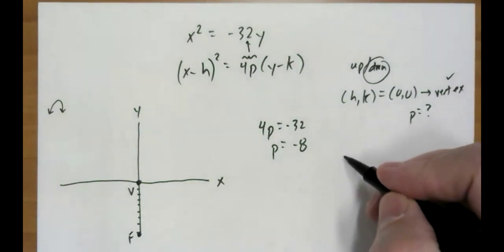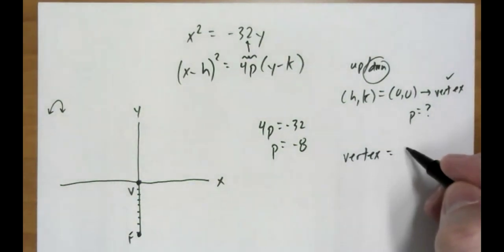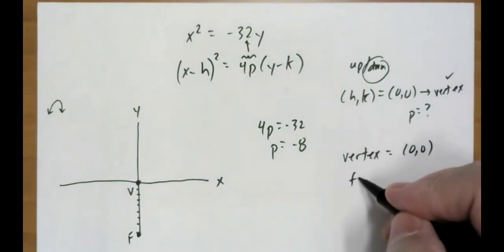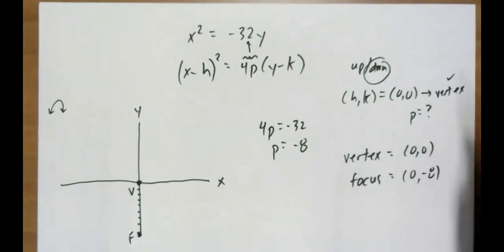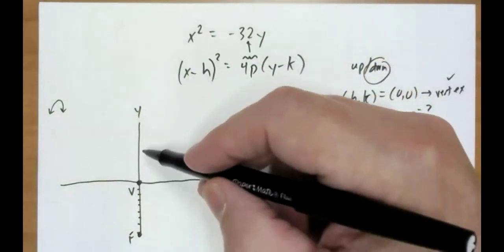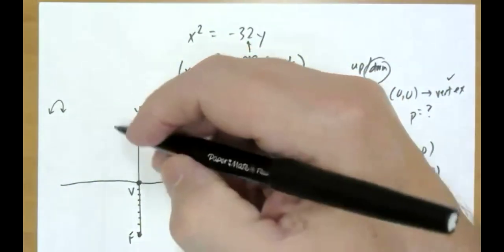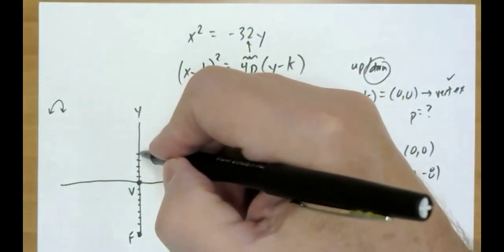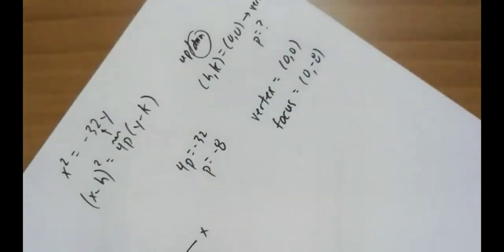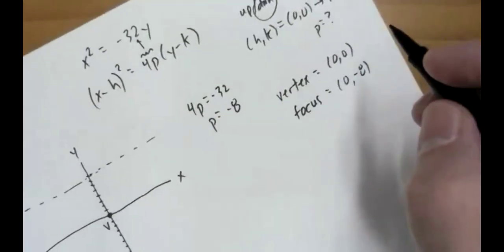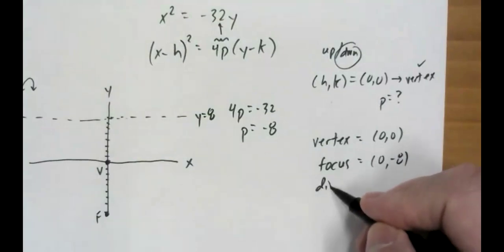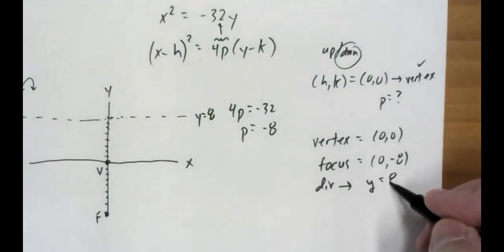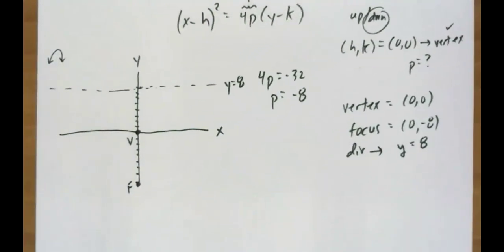So let's just write down the information that we need to enter into the problem. We've said the vertex is 0, 0. Now we've determined the focus is going to be 0, -8. And then the directrix, you go the same distance P, the opposite direction from the vertex. So 1, 2, 3, 4, 5, 6, 7, 8. And of course, the directrix in this case is a horizontal line, and that directrix equation would be y equals 8. So for the directrix, we're going to enter y equals 8.